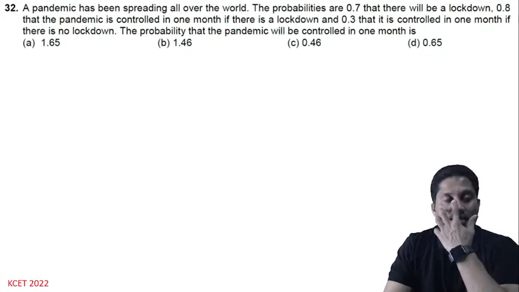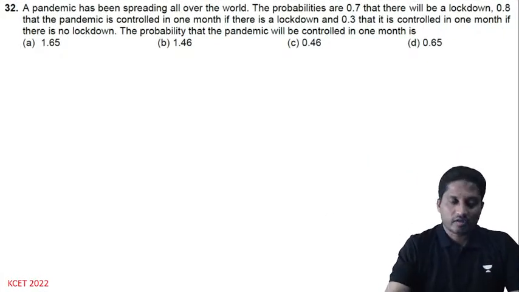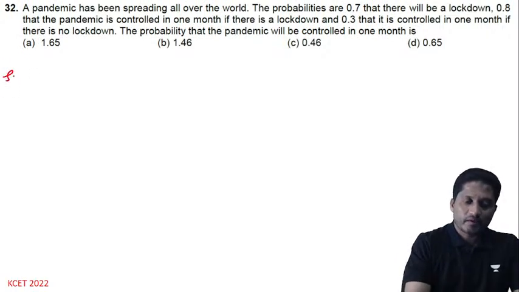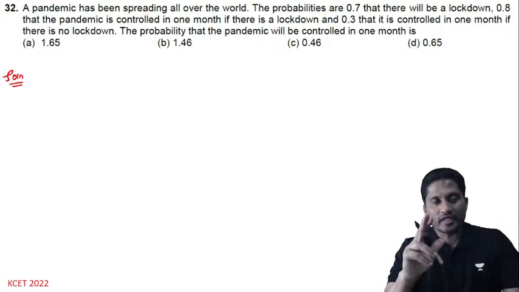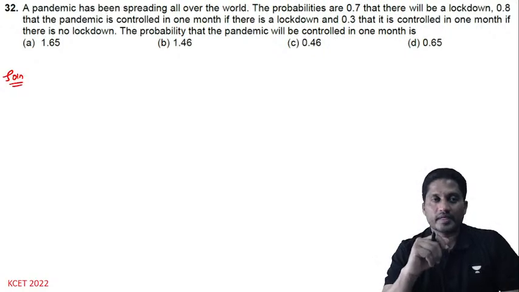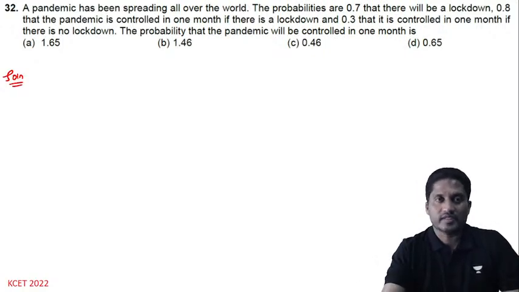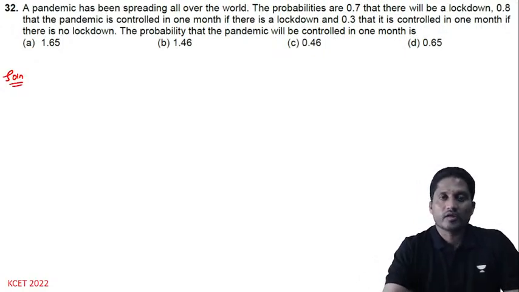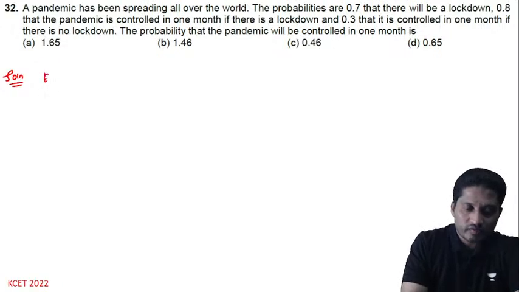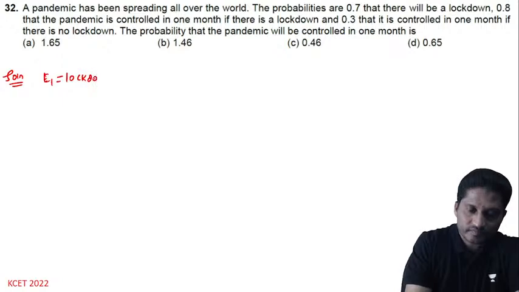A pandemic, it's a question on total probability, guys. There are only two questions on total probability, one worked out example, one exercise question. A pandemic has been spreading all over the world. The probabilities are 0.7 that there will be a lockdown. So let's say E1 is equal to there will be a lockdown, and E2 is equal to no lockdown.